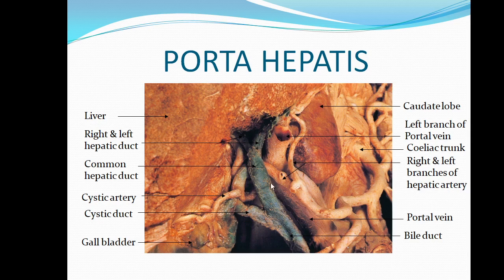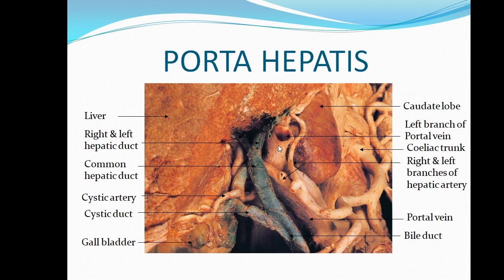So this hepatic artery divides into two, a right and the left branch in the porta hepatis, and respectively it passes into the right and left lobes. So here you can very well see the right branch, this is the left branch.